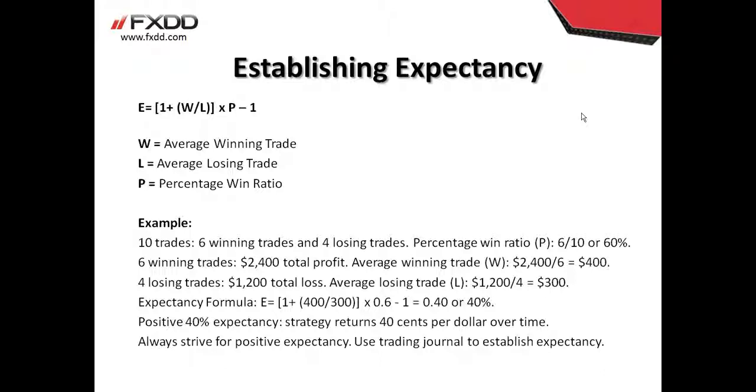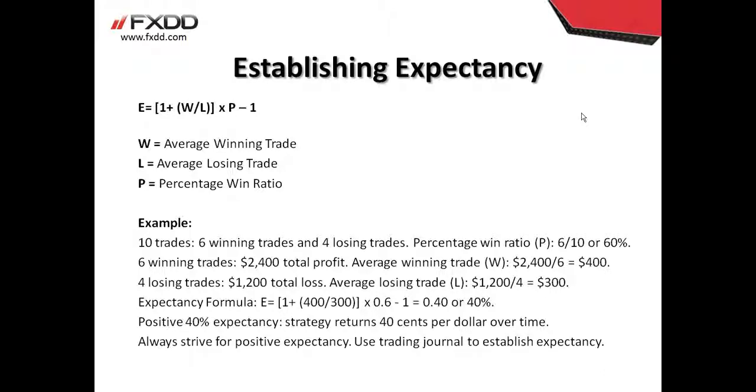profit. Therefore, your average winning trade, or W, is simply the $2,400 divided by your 6 winning trades, which is $400. Now, if you have these 4 losing trades, you lost a total of $1,200. So then your average losing trade, or L, is 1,200 divided by 4, which equals $300. You plug all this into the expectancy formula, and you get 0.4 or 40%.